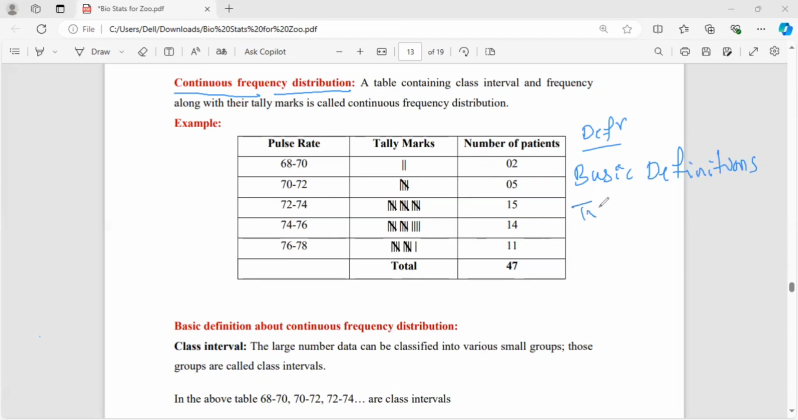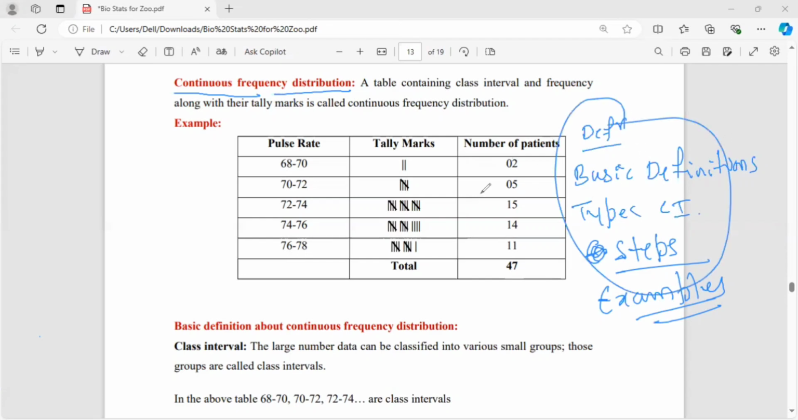After that, we have types of class intervals. This is an extension topic of the continuous frequency distribution. Then we have steps to create a continuous frequency distribution. Later, we need to discuss examples for continuous frequency distribution. So in this concept, we need to discuss these parameters. Now we'll discuss one by one.